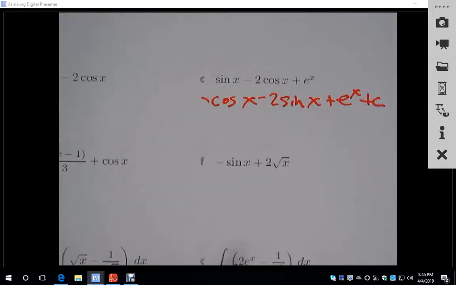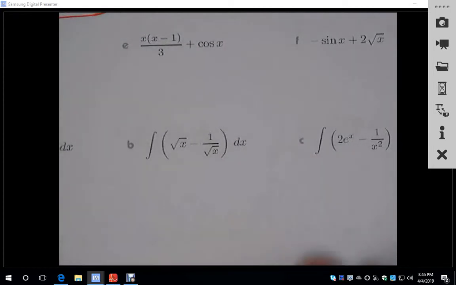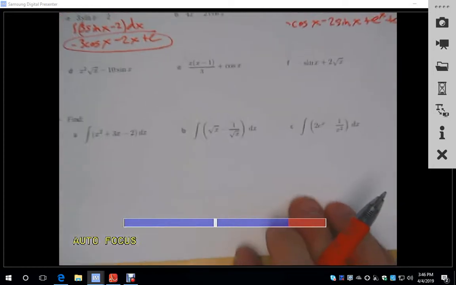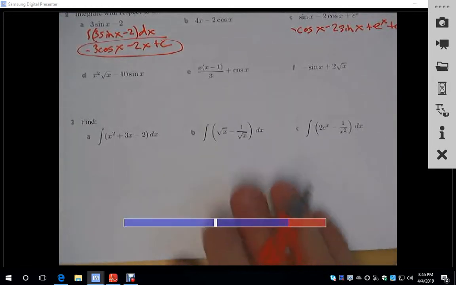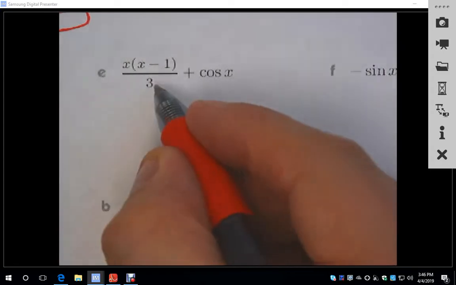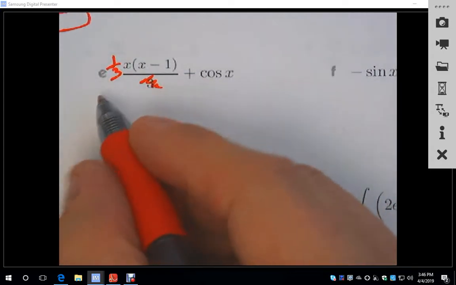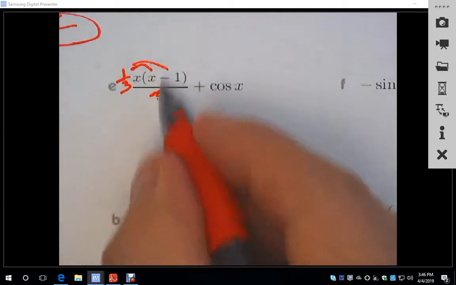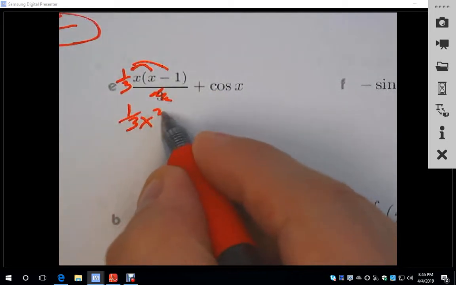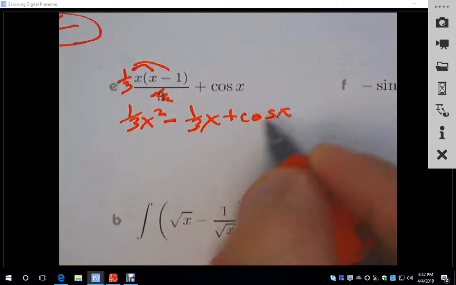All right, let's move down to e. Again, I would encourage you to do all of these if you have time, but I'm going to just skip around. I don't want this video to be 2 hours. So I'm going to rewrite this. Divided by 3 is the same thing as multiplying by 1/3, so I'm going to distribute this. That's going to give me 1/3 x squared minus 1/3 x plus cosine of x.